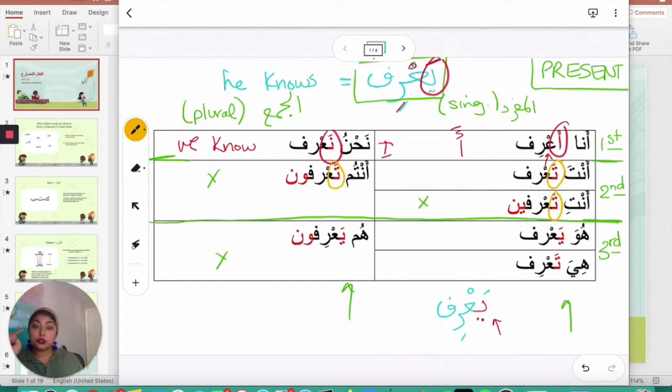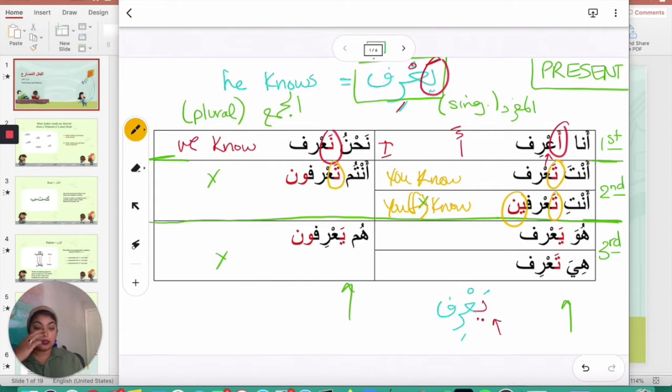أنتِ, when you're talking to someone who's a woman, we're going to add a ya noon to the end. تعرفين. Okay. أنت تعرف. أنتِ تعرفين. So you know. This one is going to be you feminine.